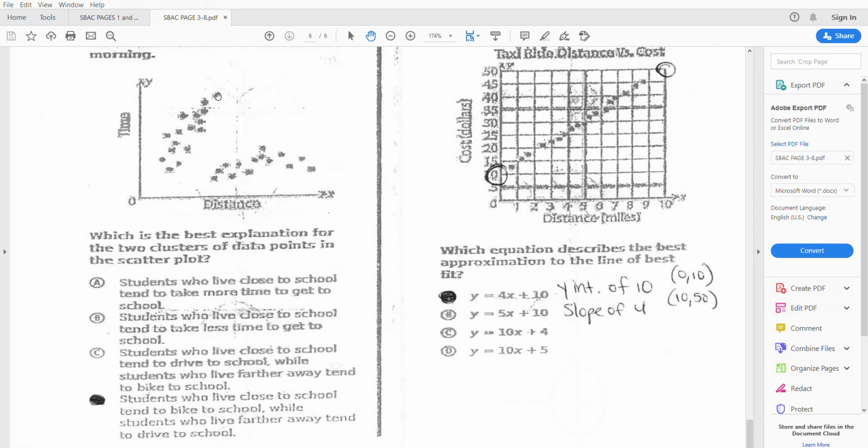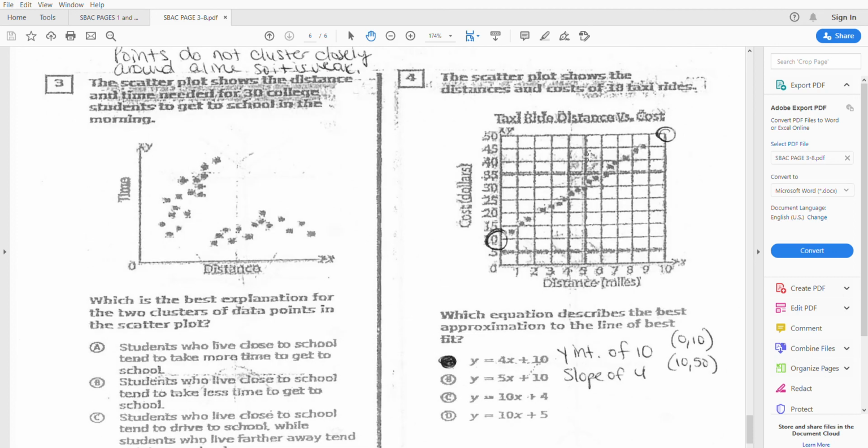D talks about, while it doesn't say that people bike to school, you can see that the closer they live to school, the longer it takes them to get to school. And then the farther away they live, the shorter the amount of time. So you can assume they're biking or walking and then driving.